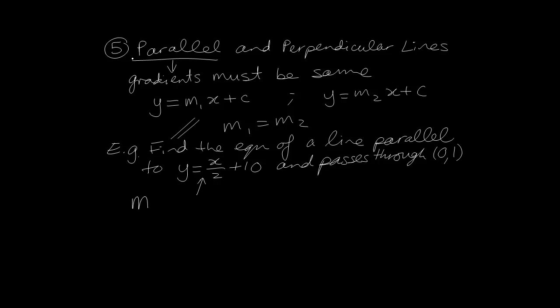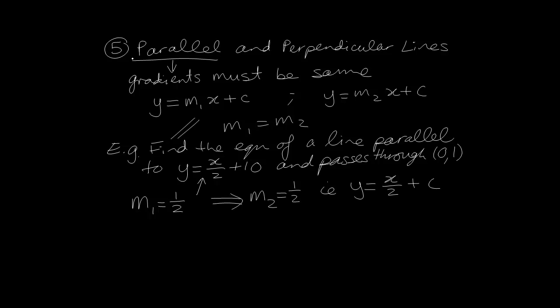So in this case, my gradient is actually a half, because x over 2 is the same as a half of x. If the value of m1 is a half, then the equation of the line that I want has to also have a gradient of a half.